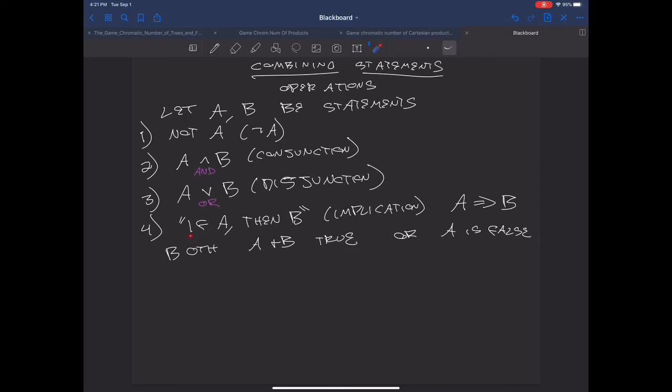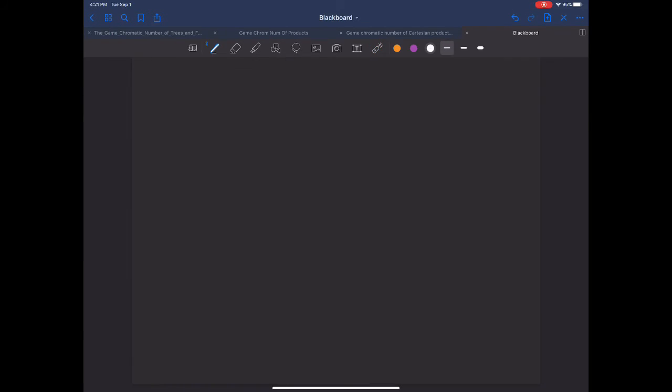This is saying if A is true, that implies that B is going to be true. So if we have the situation where A is true but B is false, well, that's not right. So that means this whole thing is going to be false. And so once again, we'll look at this in more detail when we do some exercises in class.